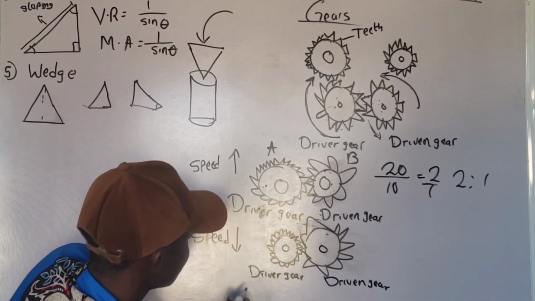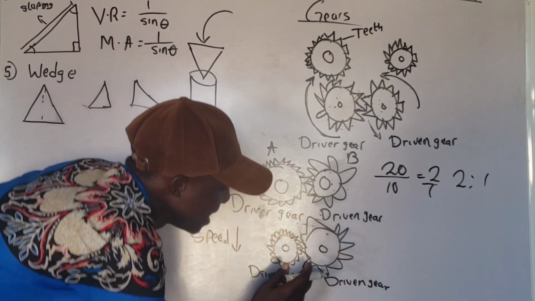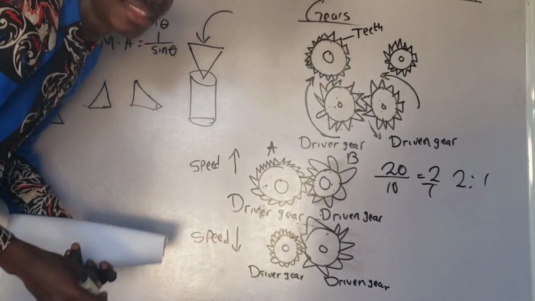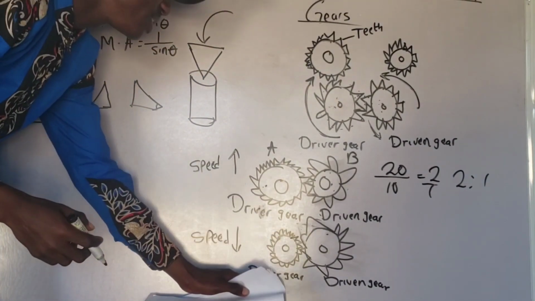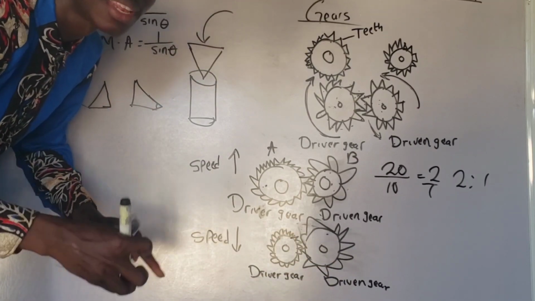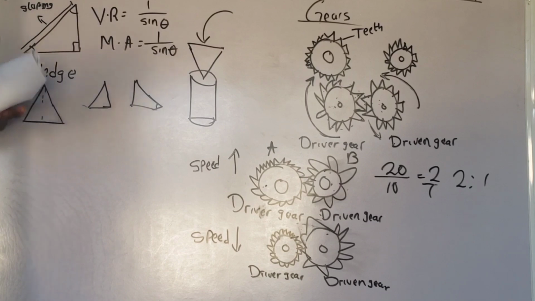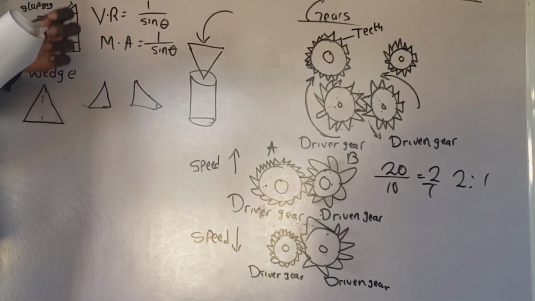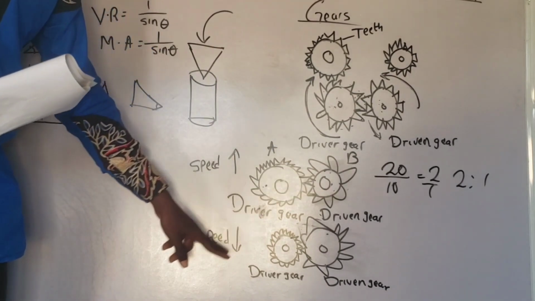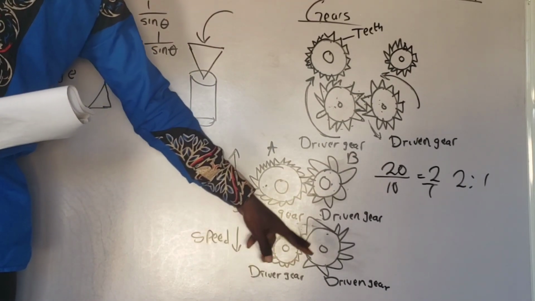Now, the meshing together of this gear is to decrease speed, and the reason is because the driver gear is smaller than the driven gear. So that is the explanation. For us to increase speed, the driver gear must be bigger than the driven gear. To decrease speed, the driver gear must be smaller than the driven gear.